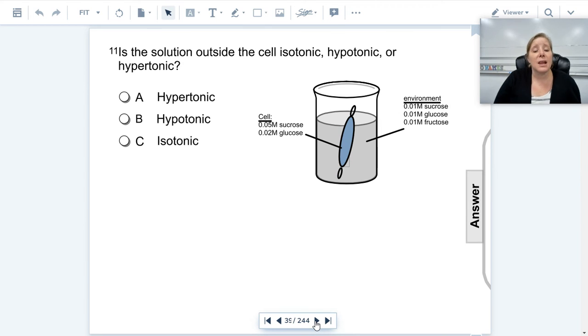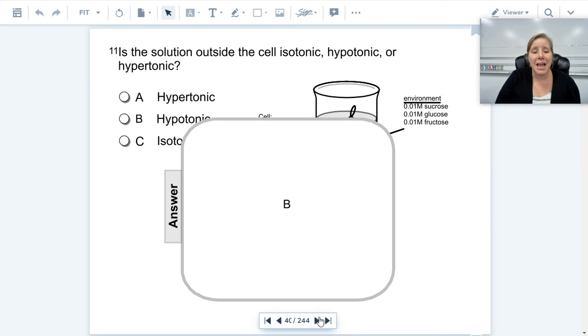All right, the solution outside of a cell: isotonic, hypotonic, or hypertonic. So let's look at this again. We have 0.01 molar of sucrose, glucose, and fructose, and we have 0.05 and 0.02 on the inside. So is the solution outside of the cell isotonic, hypotonic, or hypertonic? Is water going to come in or out? Did you say water was going to come in? Then the cell is hypotonic, and it has the possibility of lysing if it doesn't stretch enough.